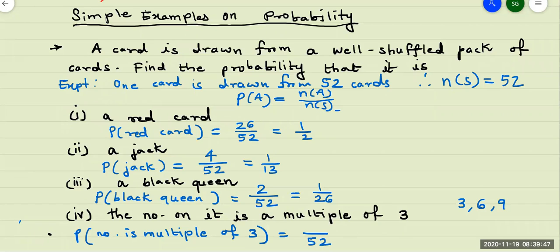Again, it is not necessary to formally write the steps as let the event be the number is a multiple of 3, let us call it A, and then A is having this. This is all happening in your mind. So I'm just skipping the steps, and the final answer is, numerator is 3. And that's all.